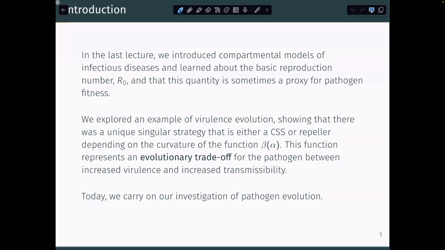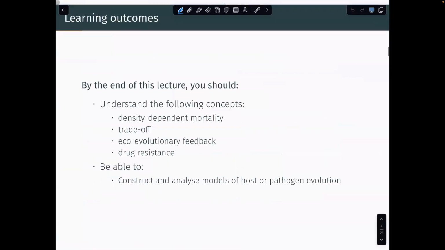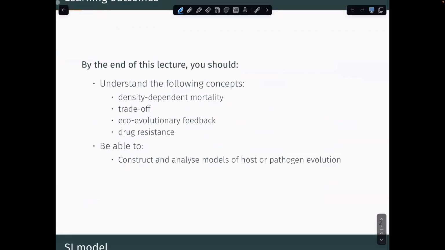But we're going to take a sort of evolutionary lens to this and say, well, how might interventions affect pathogen evolution? Okay. So by the end of today, you should know what I mean when I say density-dependent mortality. We've already discussed this idea of a trade-off, but you should know a little bit more about this in general. I mentioned briefly this concept of an eco-evolutionary feedback.